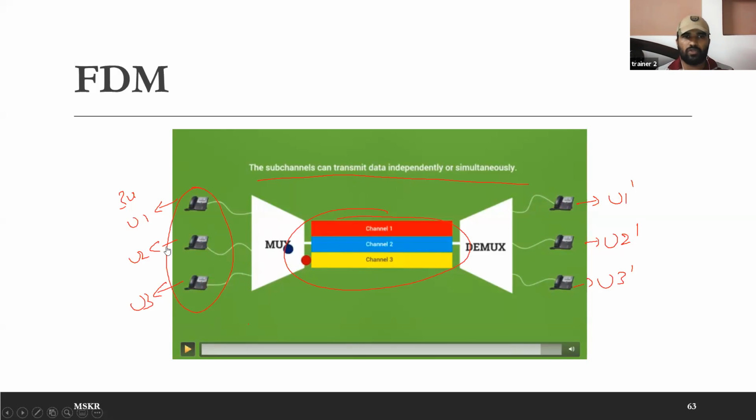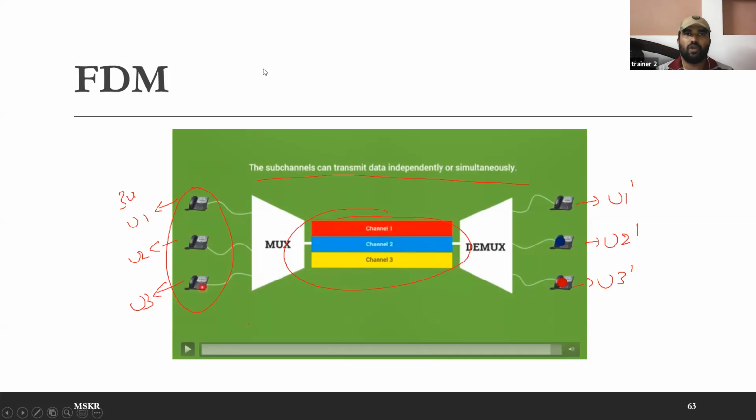Now, both U2 and U3 are sending information at the same time to the channels, and the channels are carrying the information simultaneously to the corresponding receivers. So at the time when U2 is sending to U2 dash and U3 is sending to U3 dash, channel 1 is not used at that time. So this is like what I said previously in my explanation.